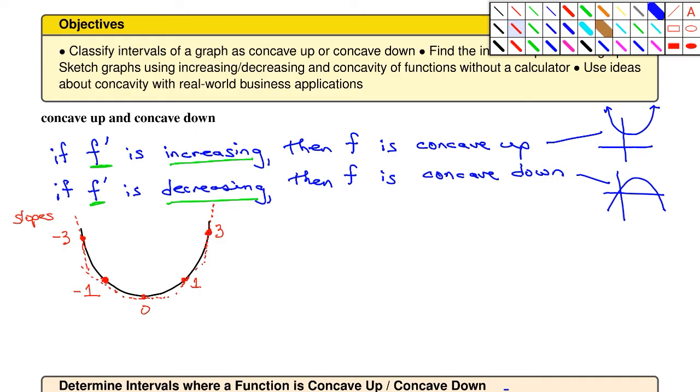Now, if you think about this as you go around the curve from left to right, the numbers start at -3, then they go to -1 and 0, 1, and 3. And those numbers are increasing. So we will say that f prime is increasing. And when f prime is increasing, that tells us that the original function f is concave up.